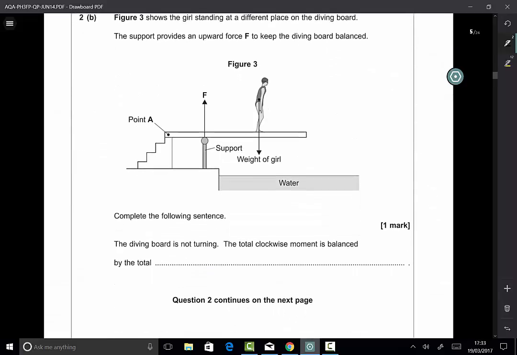Then we've got a girl at a different place on the diving board. Okay, the diving board is not turning. The total clockwise moment is balanced by the total anti-clockwise moment. So when we're looking at balanced moments, we're looking at clockwise and anti-clockwise moments.